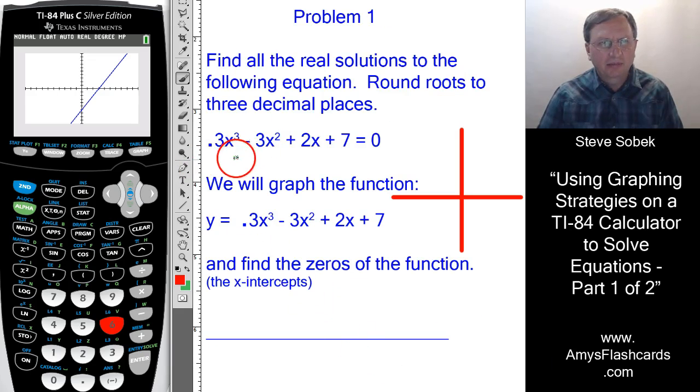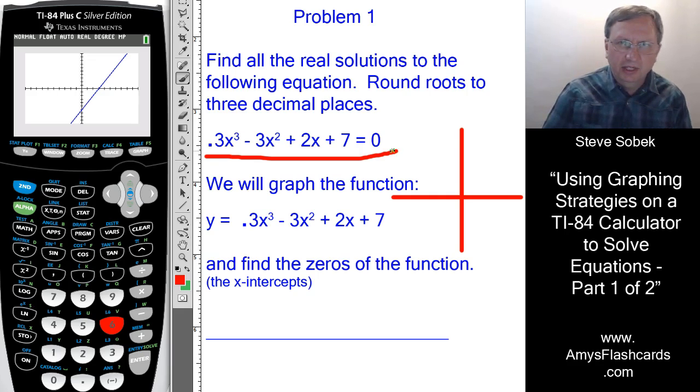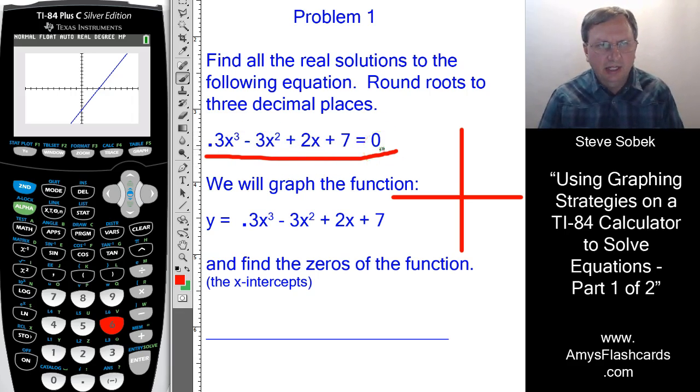Okay, here's example number 1. The first equation that we would like to solve using a graphing strategy. It's a cubic equation, a third-degree polynomial equation. Before we graph the corresponding function, y is equal to f of x, just a few comments.